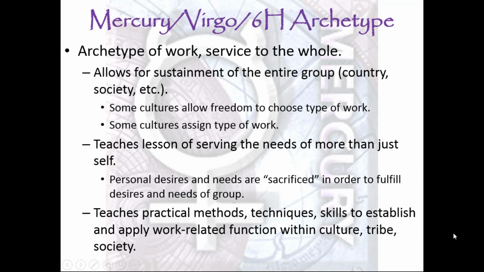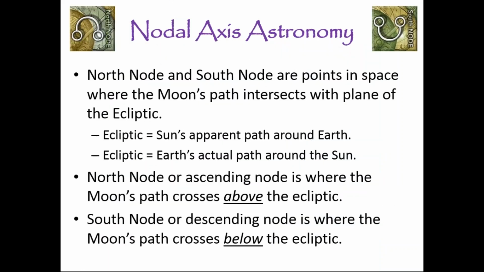Now we're going to go into familiar material that we're going to look at every single class in this series. Nodal axis astronomy. The north node is where the moon's path crosses above the ecliptic. The south node is where the moon's path crosses below the ecliptic. And the ecliptic, of course, is where the sun appears to be traveling around the earth, even though it's actually us moving around the sun in the astronomical world.